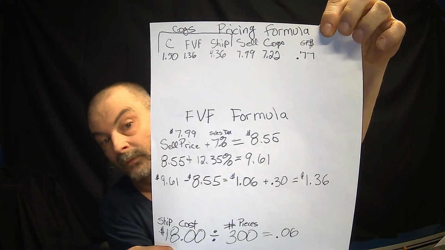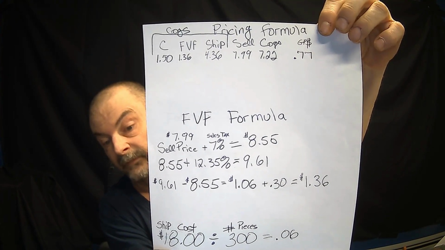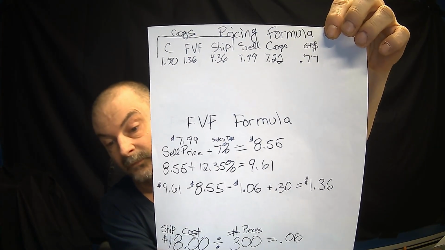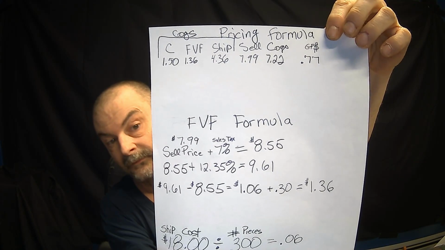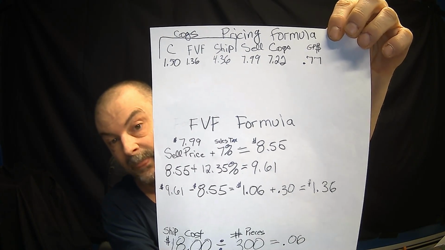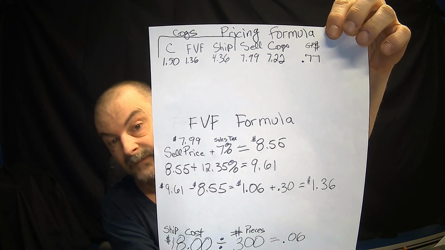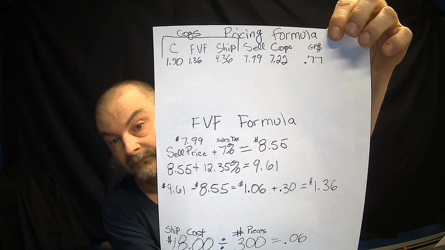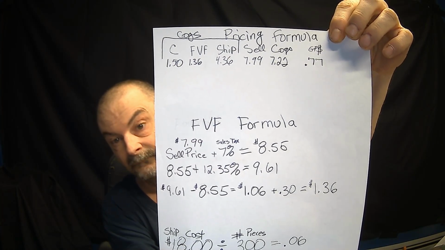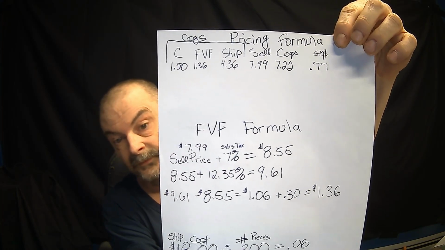The pricing formula, once you get your final value fee and your number of pieces and your cost per piece. And that's really it. So, it's pretty good. Pretty simple.